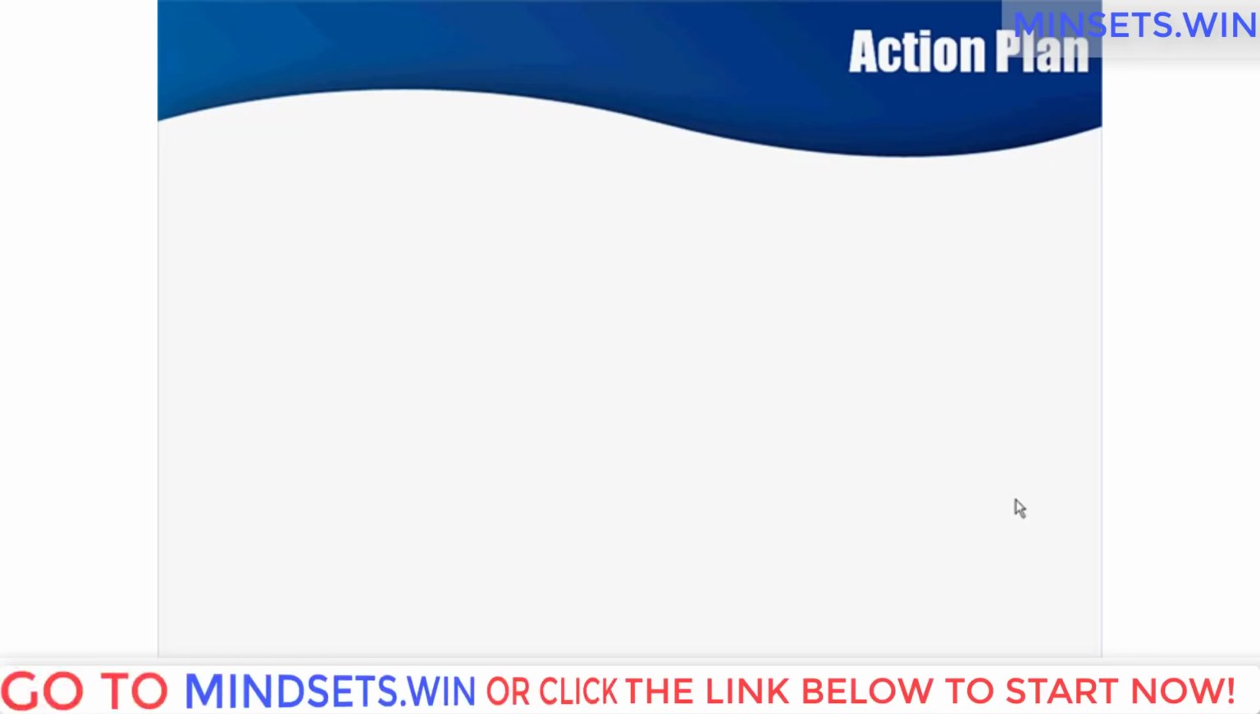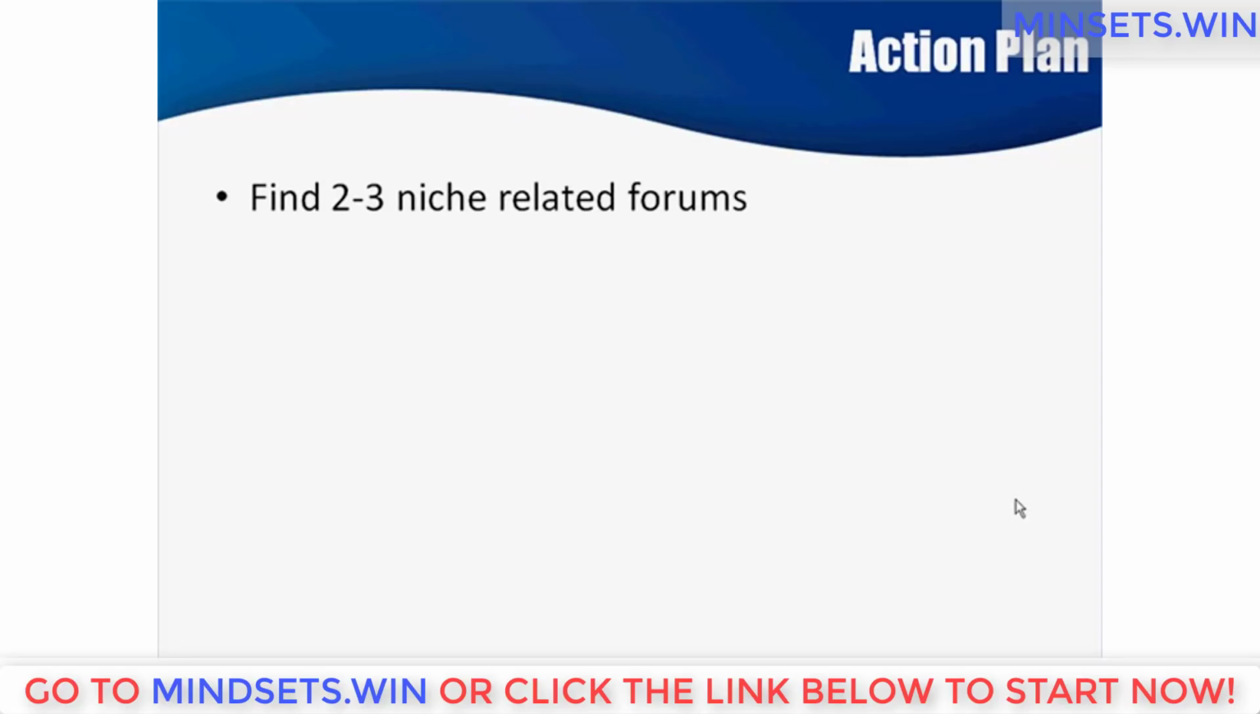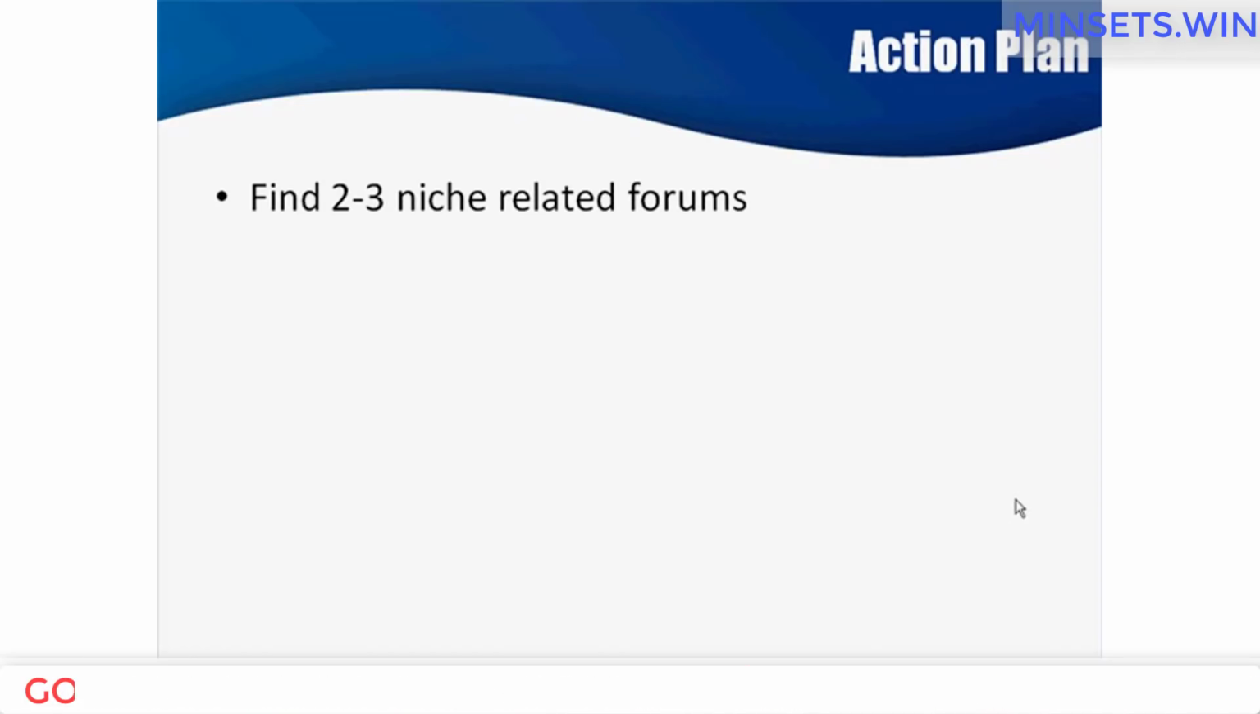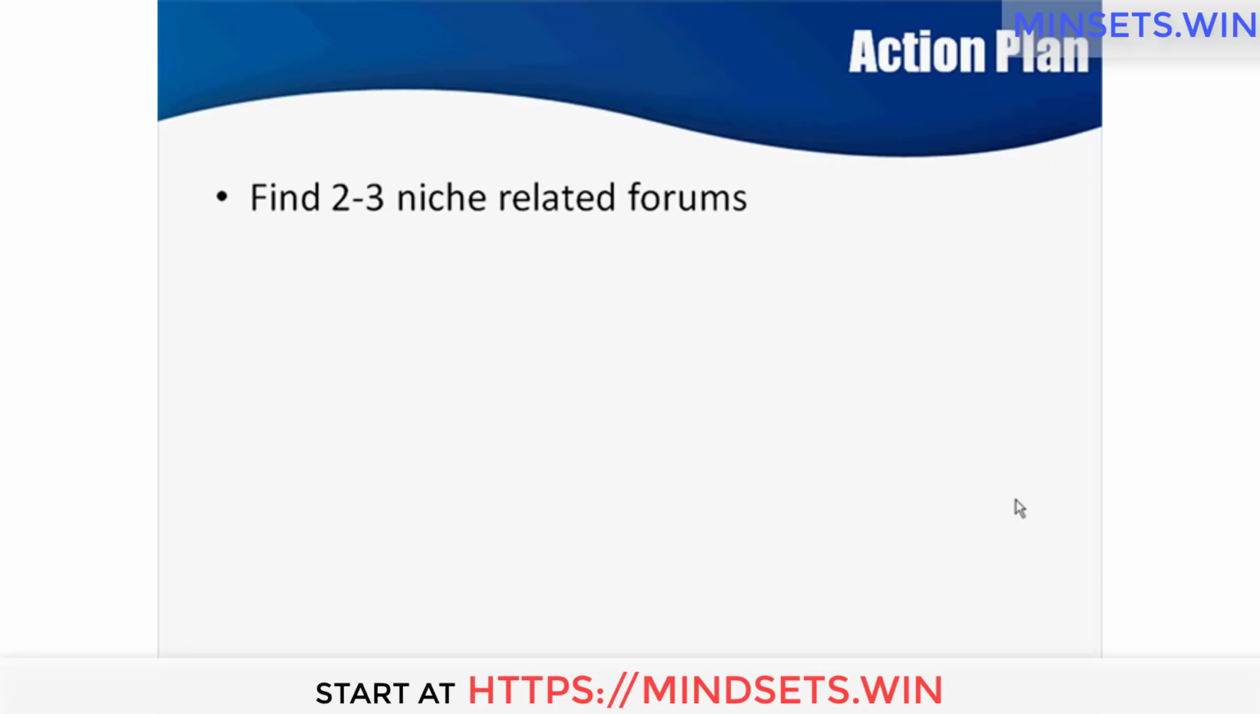Here are the action plan steps. The first thing you're going to do is find 2 to 3 niche-related forums. Don't sign up for them yet, okay? That'll come here in a little bit. You're just going to note what the forums are, keep track of it in an Excel spreadsheet.